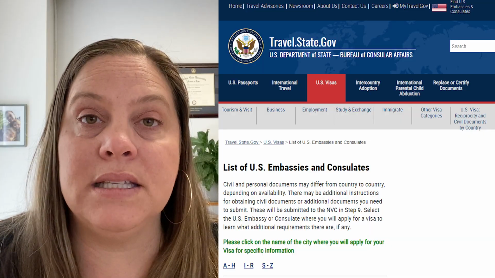And the best way to really know exactly what you need for your immigrant visa interview is to go to the Department of State website and look at the consulate specific requirements. They have a PDF for each consulate around the world, and it goes in depth into exactly what you need to do prior to your immigrant visa interview and what documents you need to bring with you. It's a really, really useful resource.